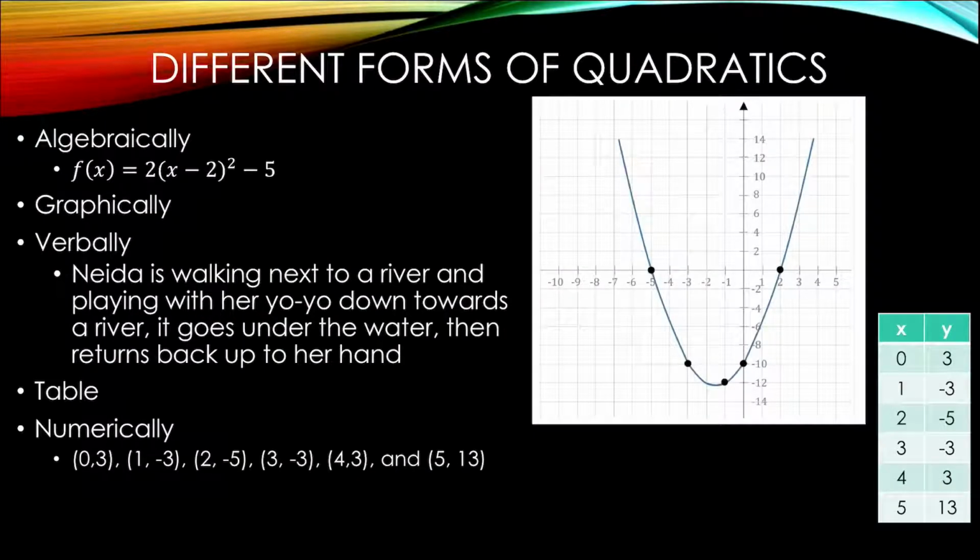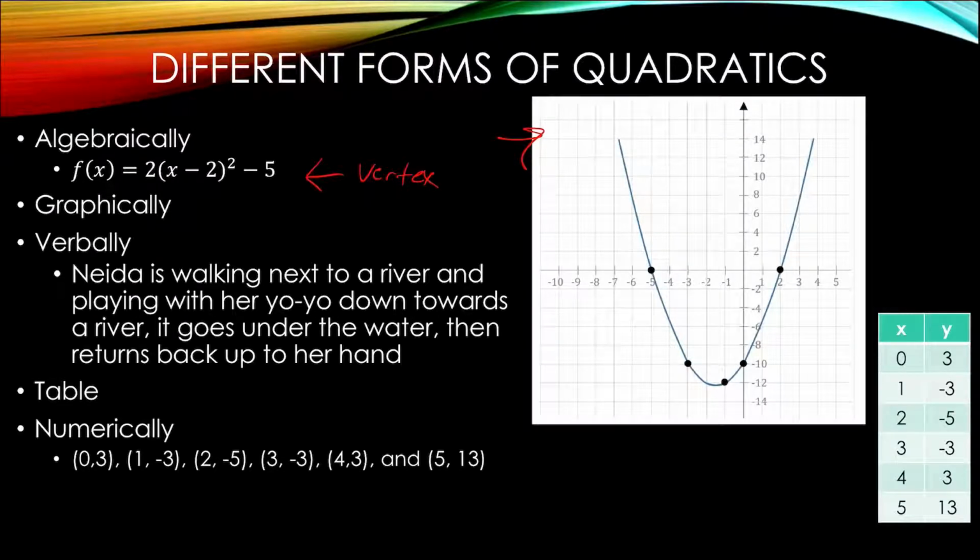Alright. So different forms of quadratics. Algebraically, I have f of x equals 2 multiplied by the quantity of x minus 2 squared minus 5. Notice this is in vertex form. Just a little side note. We have the graph right here.